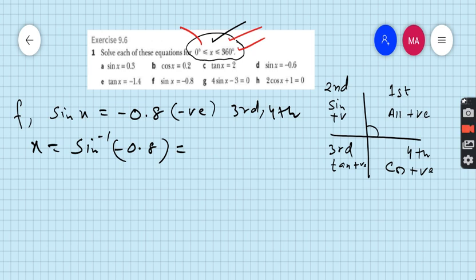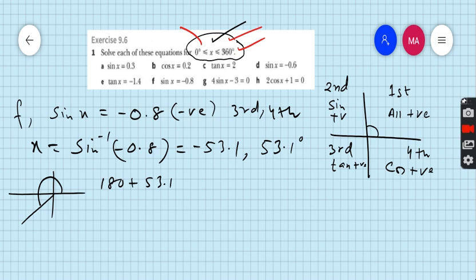The value is minus 53.1. So we will consider this as a basic angle, that is 53.1. And now the third quadrant means we have to add 180 plus 53.1, sorry. So 180 plus 53.1, and for the fourth quadrant the value should be 360 minus 53.1.